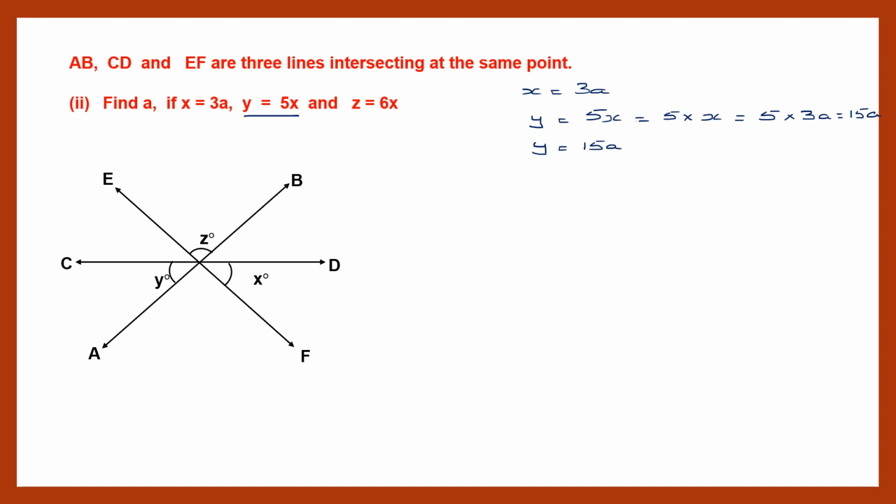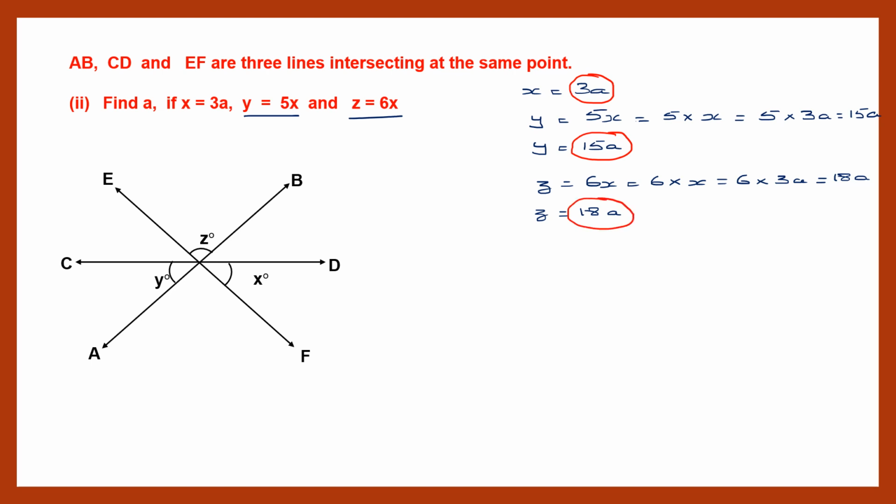Now let's take z. Z is equal to 6x. That means 6 into x. 6 into x is 3a and multiply, 6 3s are 18, 18a. So we have found the value of z to be 18a. So now we have the value of x 3a, y 15a and z 18a.